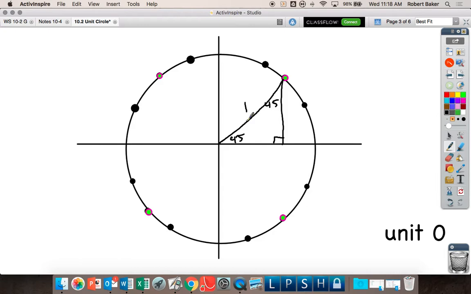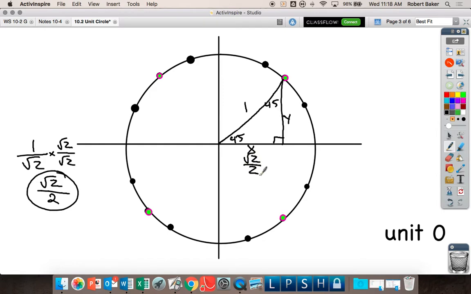So you have the mathematical capabilities to solve for this length and this length. How do you get from a hypotenuse to a leg? Divide by the square root of 2. So 1 divided by the square root of 2. You have to rationalize the denominator. 1 times the square root of 2 over the square root of 2 times the square root of 2, which is square root of 2 over 2. So this is the square root of 2 over 2.